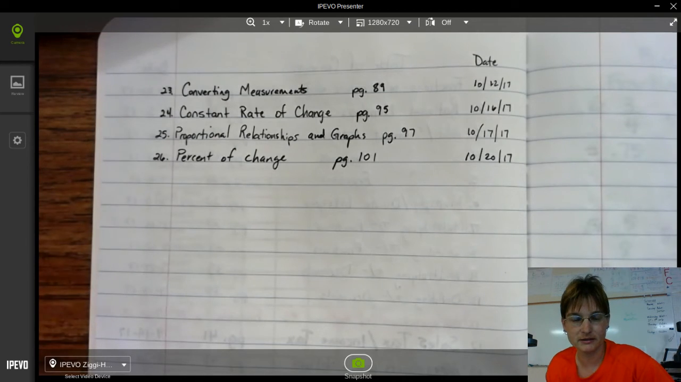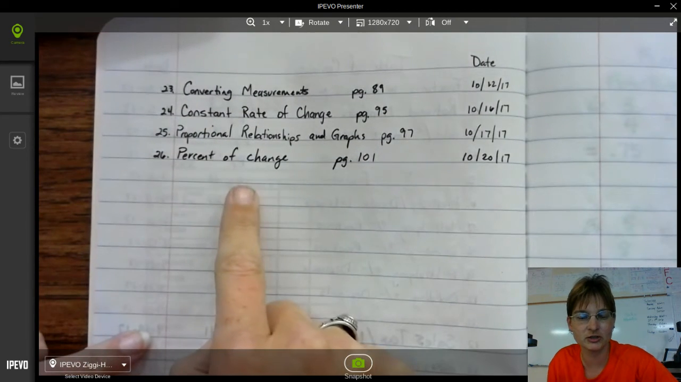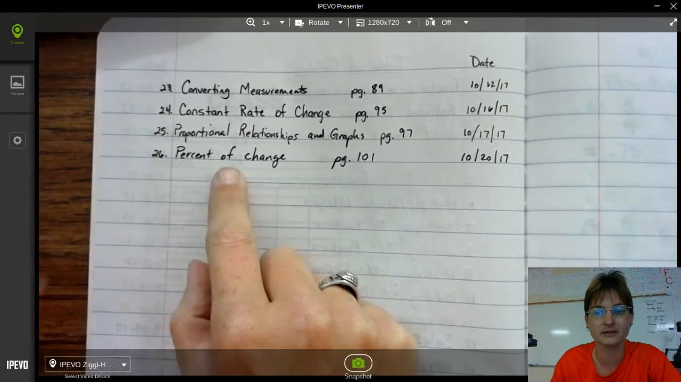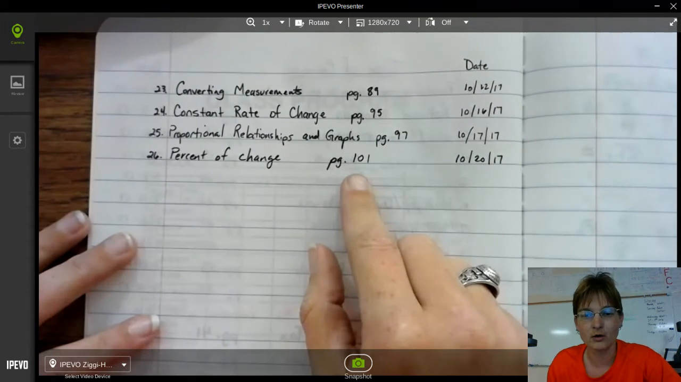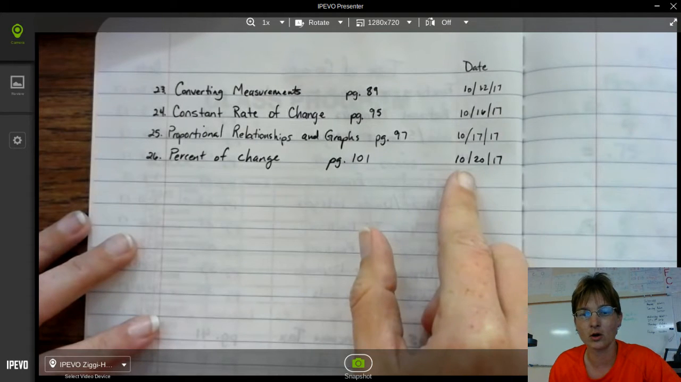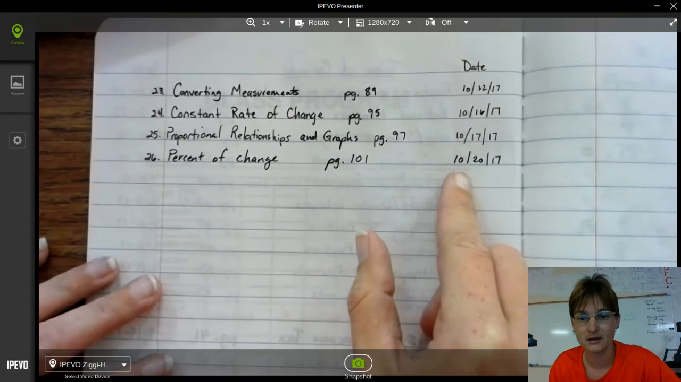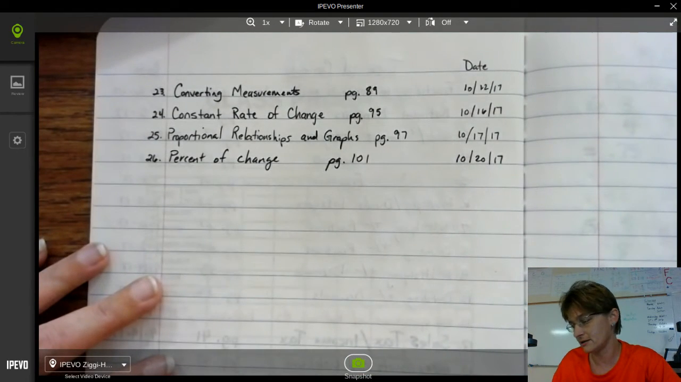Okay, so today's lesson is going to be percent of change, where we're looking for a percent increase or a percent decrease. We'll be on 101. Tomorrow's date or today's date, whenever you're watching it, is the 20th. So this is for Friday's lesson.